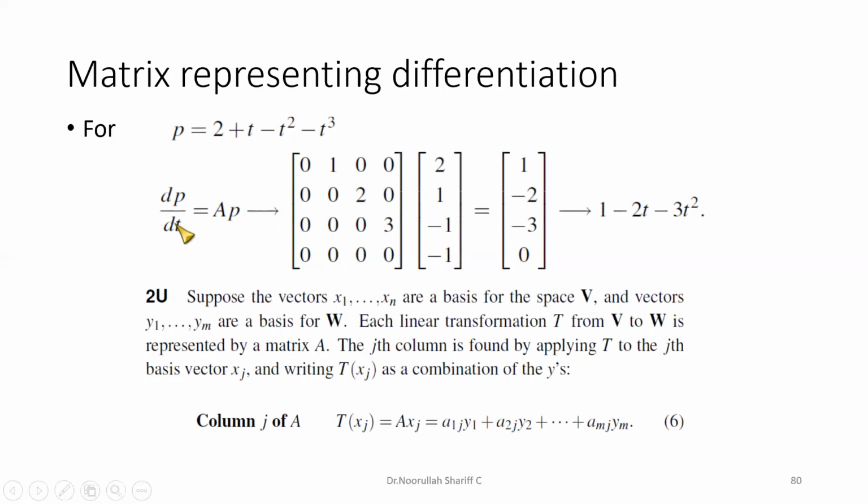So on the whole, one can say that suppose we have the vectors x1 to xn, which are the basis for the space V, and vectors y1 to ym, which are the basis for W, then each linear transform T from V to W is represented by the matrix A, and the jth column is found by applying the transformation T to the jth basis vector xj and writing Txj as a combination of y's. Column j of A is nothing but Txj is equal to a1j y1 plus a2j y2 plus dot dot dot plus amj ym.